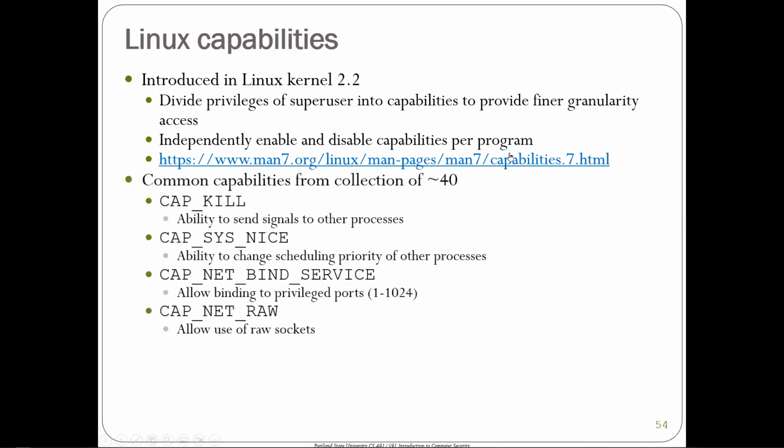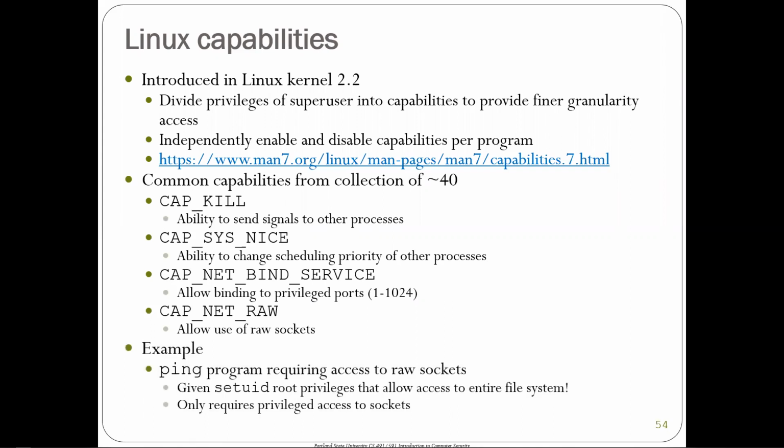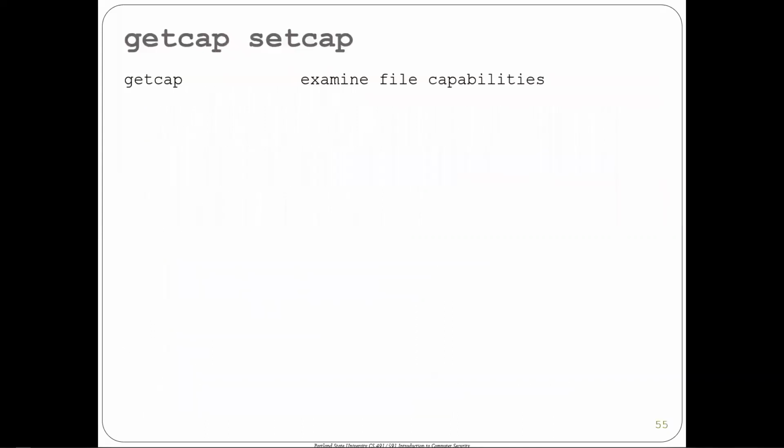So here are some common capabilities that you could assign to a program. One is a capability to send signals to other processes. Another is the capability to send raw packets, which is what ping needed, right? Ping ran as root, but it only needed root because it just needed to send raw packets. So we're going to fix that with Linux capabilities. That's how we're going to fix this, and we're going to fix this using two commands.